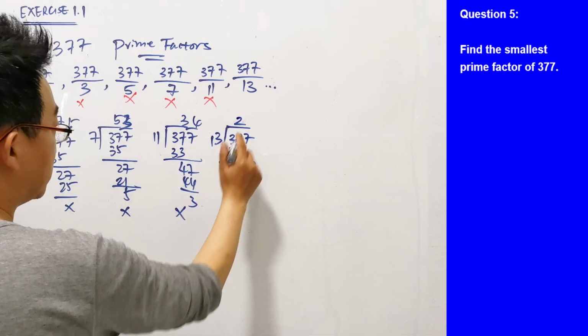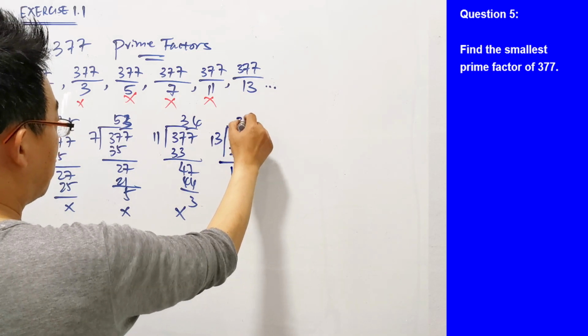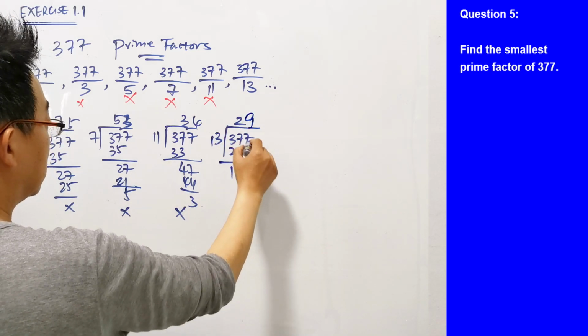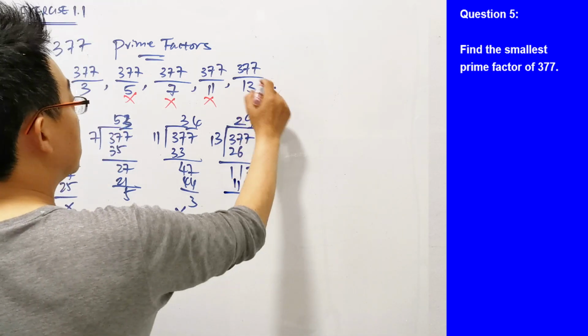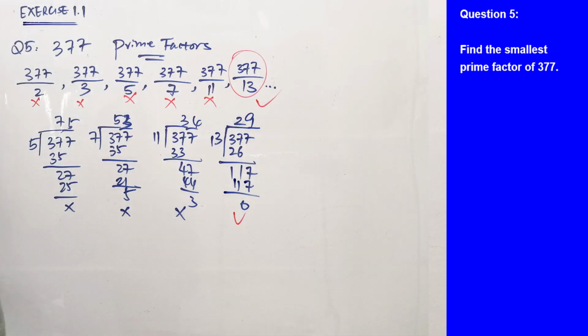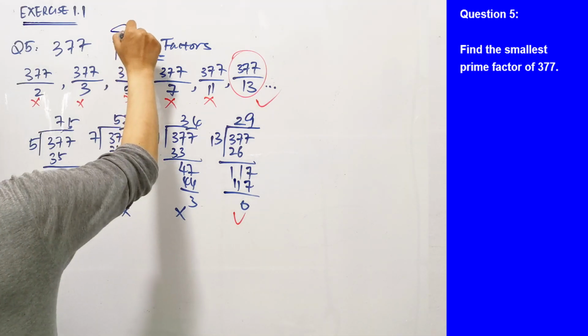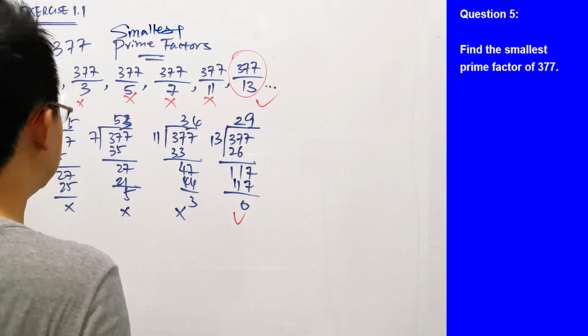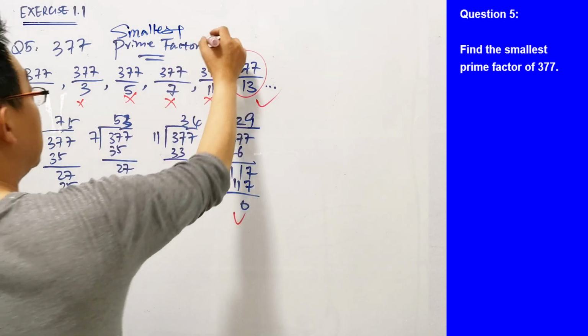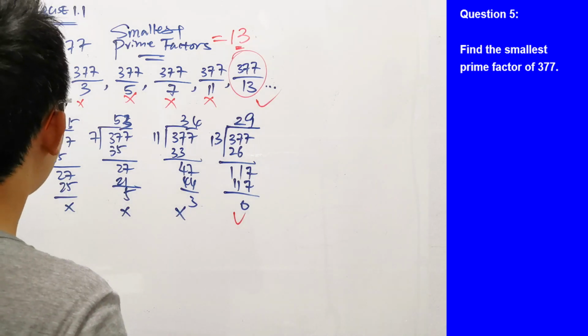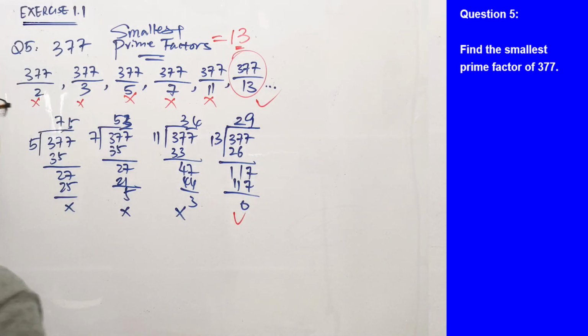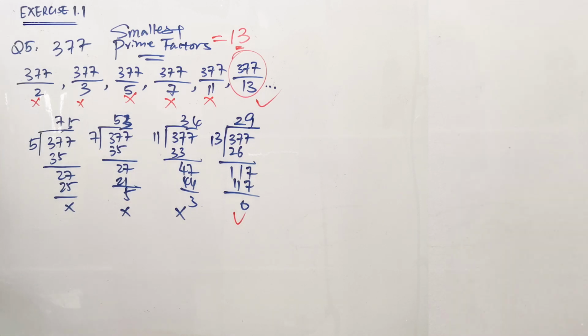Okay. How about this one? Can we put 7? Oh, we'll put 9. 2. Oh yeah. Okay. This one is good. So what is the smallest prime number? It is 13. 13 is the smallest prime factor of this 377. Okay. So we use the calculation to find out this.